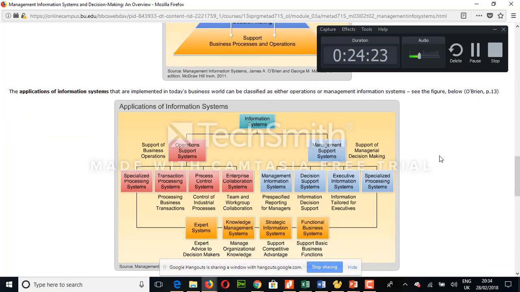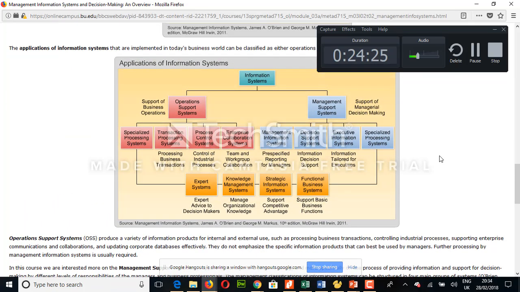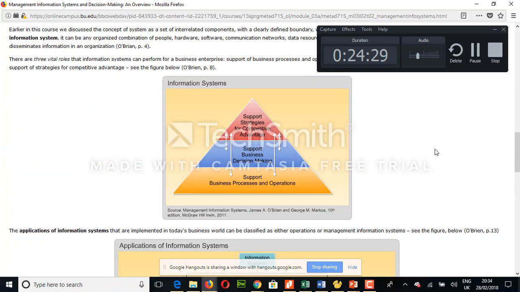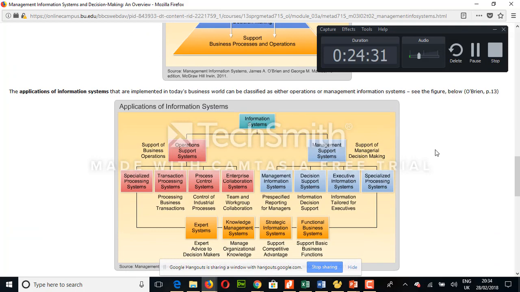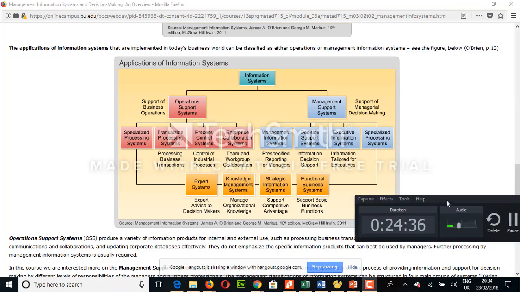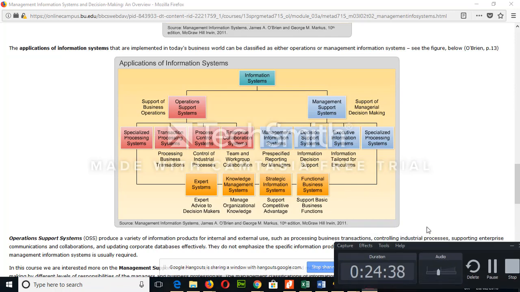Okay. So let's look at application of MIS at various levels of management. We can use this diagram. If you can see this diagram, we can use it. We have information systems that support operations. I think I've mentioned that already. That support operations at the operational level.